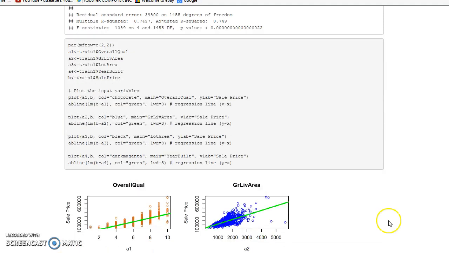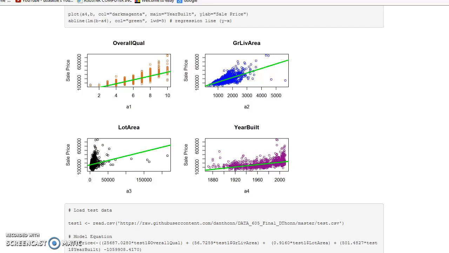The next thing I did was put the data into separate data sets and then plot those. I can see here the overall quality looks like a fairly good linear relationship up to the right, similar to greater living area and year built. Those all look like good data relationships. Lot area, not so much. It's all bundled at the low end and not linear there.